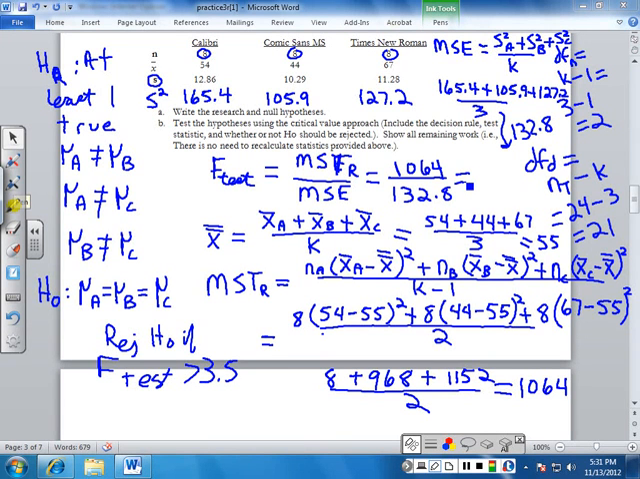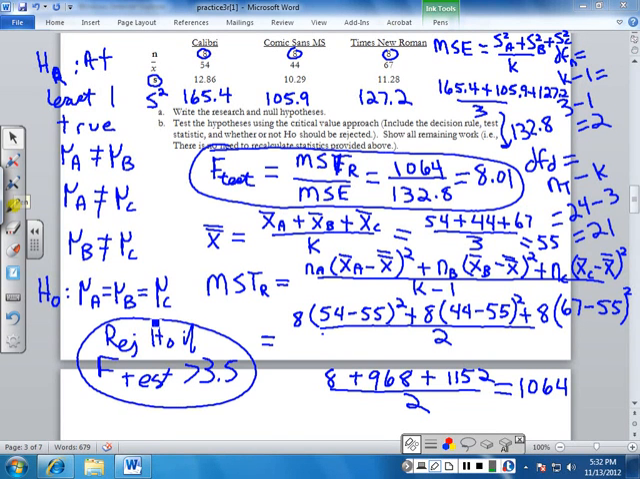And then I'm going to divide that by MSE, 132.8. I got 8.01. I know I've got a lot of stuff up here. Reject H0 if F test is greater than 3.5. It's 8.01. That's greater than 3.5. So reject H0 and conclude that at least one of those is true.